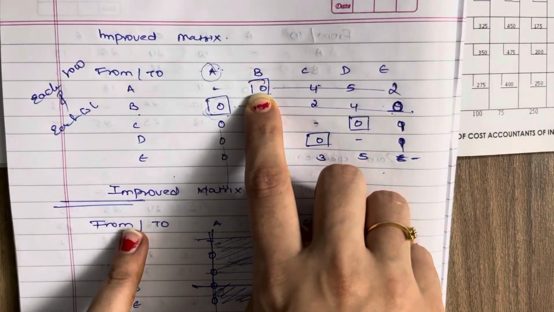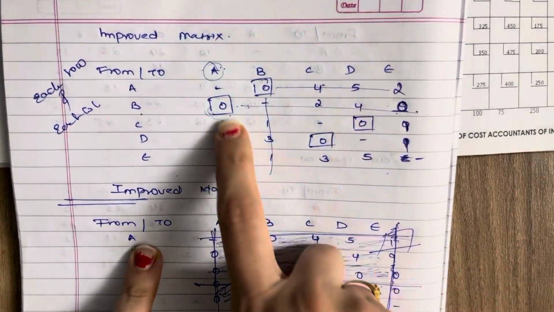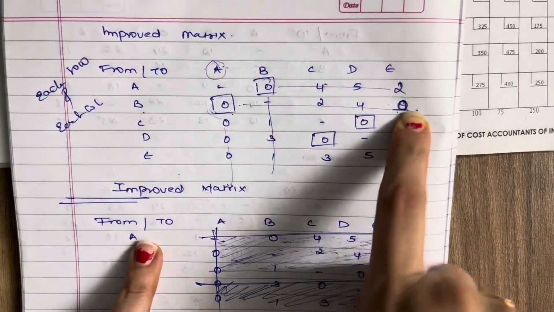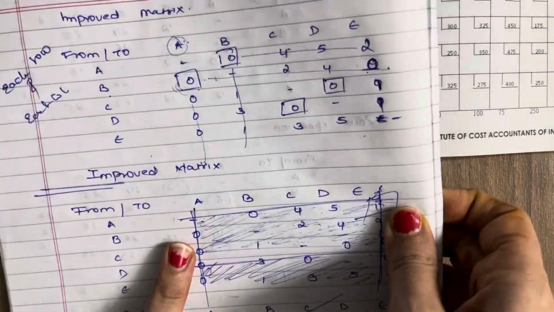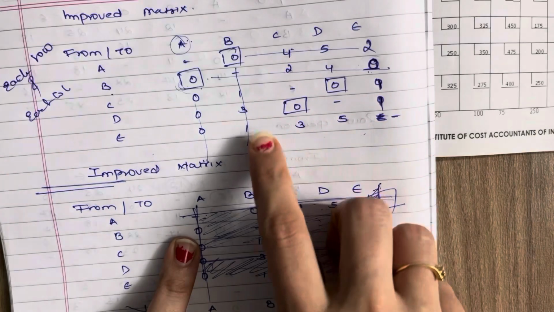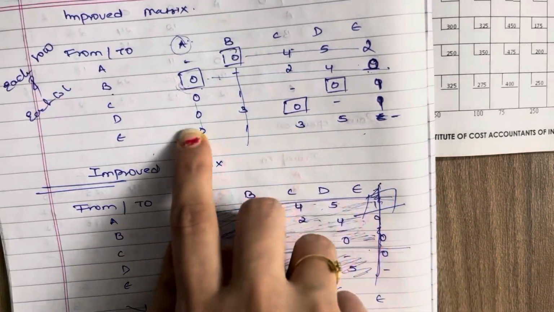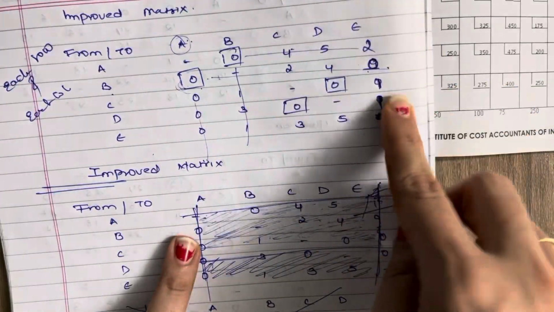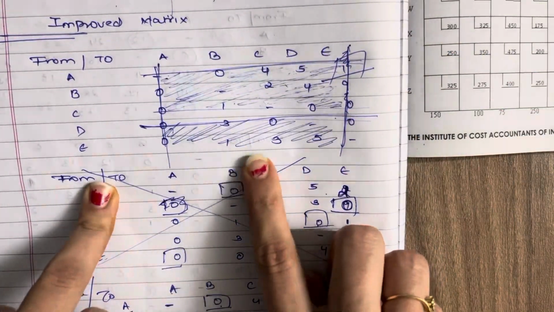If you are assigning 0 here, this row will be useless and this column will be useless. After doing that, you should have zeros in each row and each column. Now suppose I don't have 0 allocations here in the last row and last column. So what I did, I went for an improved matrix. How to go for an improved matrix?